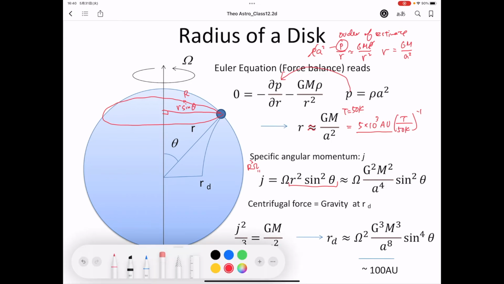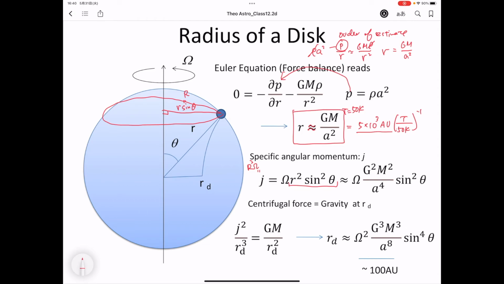You can substitute the initial size of the core of the molecular cloud, r, here. Then the specific angular momentum is given by omega times G squared M squared over A to the fourth times sine squared theta. Two forces are acting on the particles. One is the gravitational force and the other is the centrifugal force. These two forces are equal. Then the centrifugal force is expressed as J squared over r cubed, and the gravitational force as GM over r squared. So from this equation, you can find out the radius of the disk is given by this equation.